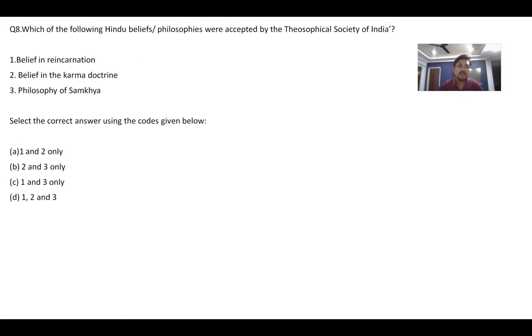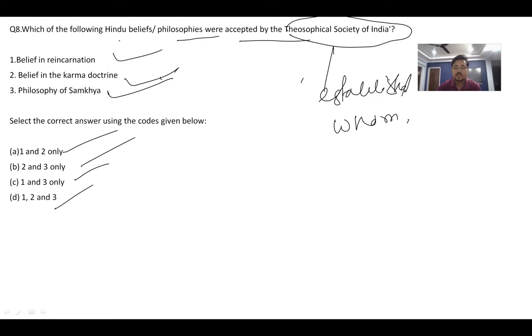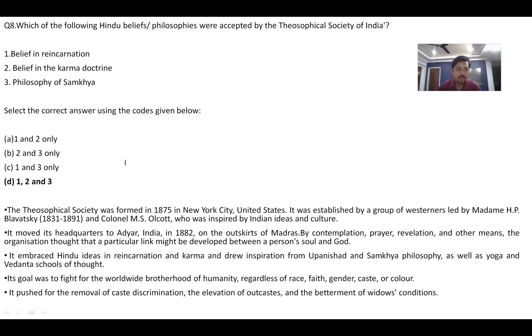So question number 8 is: which of the following Hindu beliefs or philosophies were accepted by the Theosophical Society of India? When was it established and by whom? Tell me in the comment box. The options: belief in reincarnation, belief in the karma doctrine, philosophy of Samkhya; 1 and 2 only, 2 and 3 only, 1 and 3 only, 1 to 3. So the correct answer is all, 1 to 3.